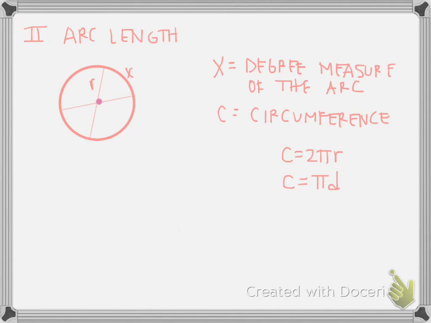Okay, so the arc length is going to be the degree measure of the arc times your circumference, and then that is going to be divided by 360. So x represents the degree measure of the arc, and c represents your circumference there. Sorry, I don't know why I was saying minus, but we're going to multiply those two things together.